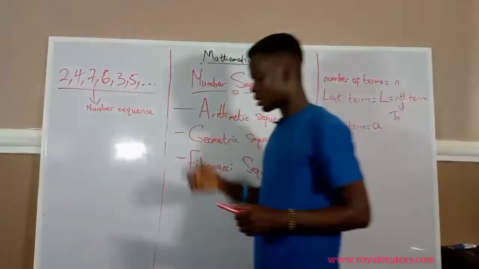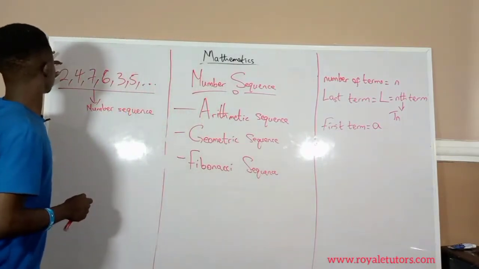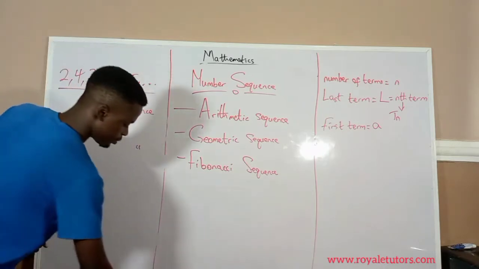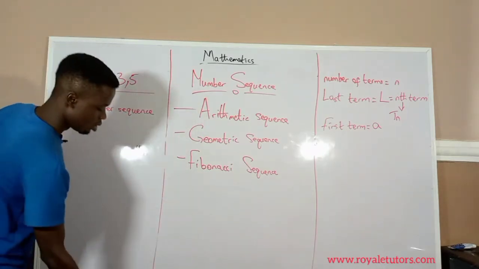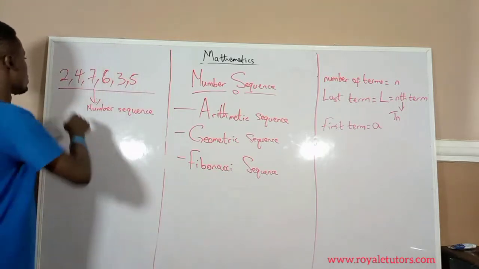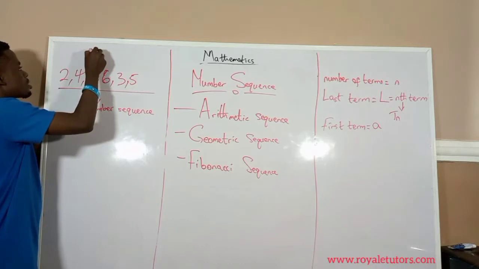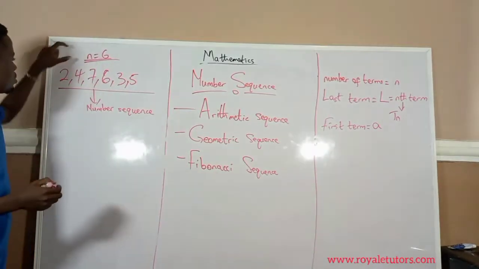So if you come here now to explain these things, for example, number of terms. Number of terms means how many numbers are there? 1, 2, 3, 4, 5. So let's say this stops here. Let's say it doesn't continue. So how many numbers are here? That's number of terms. You have 1, 2, 3, 4, 5, 6. So there are 6 terms in the sequence.